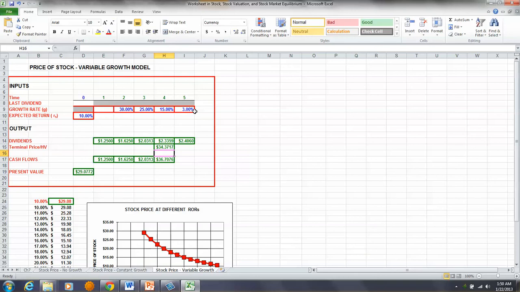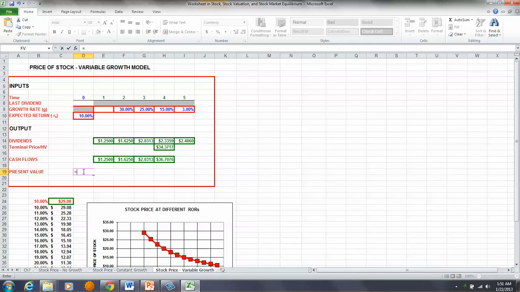It gives you $34.37. So what you can do here is, your cash flow 1 is your first dividend, cash flow 2 is your second dividend, cash flow 3 is your third dividend, and cash flow 4 is your dividend in year 4 and your expected price in year 4. So you can put those together.